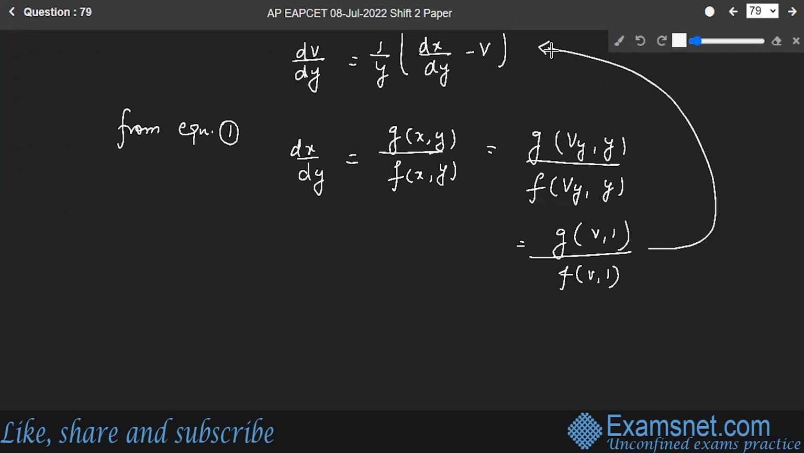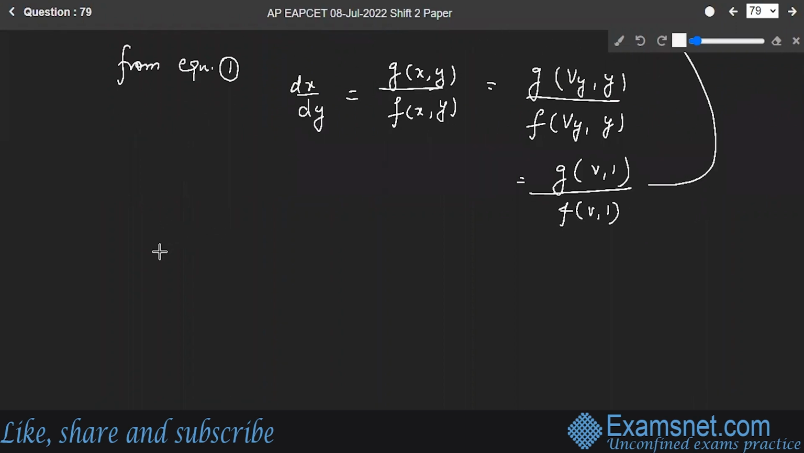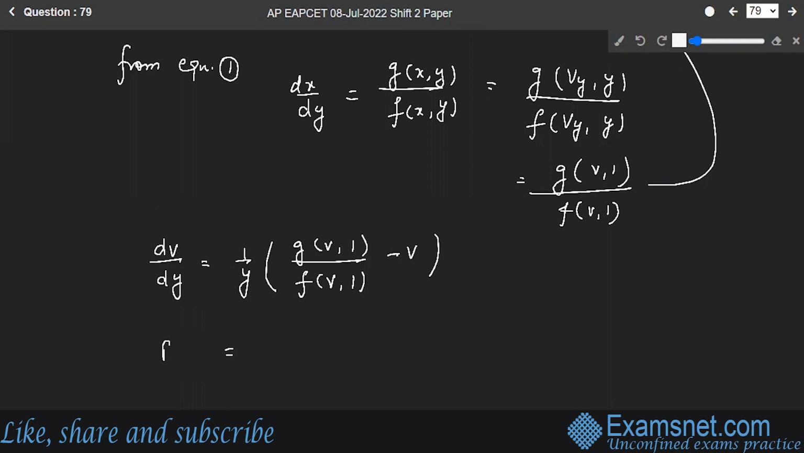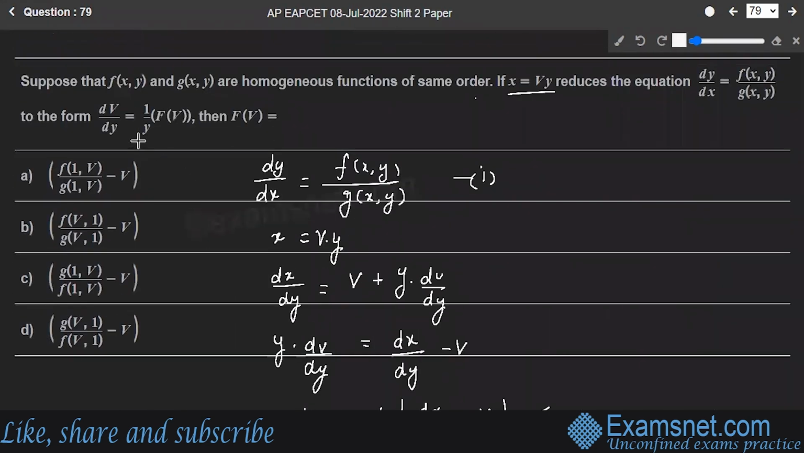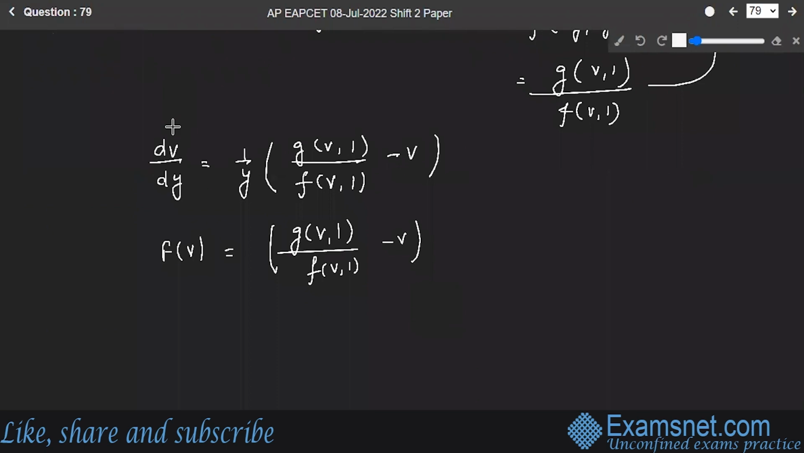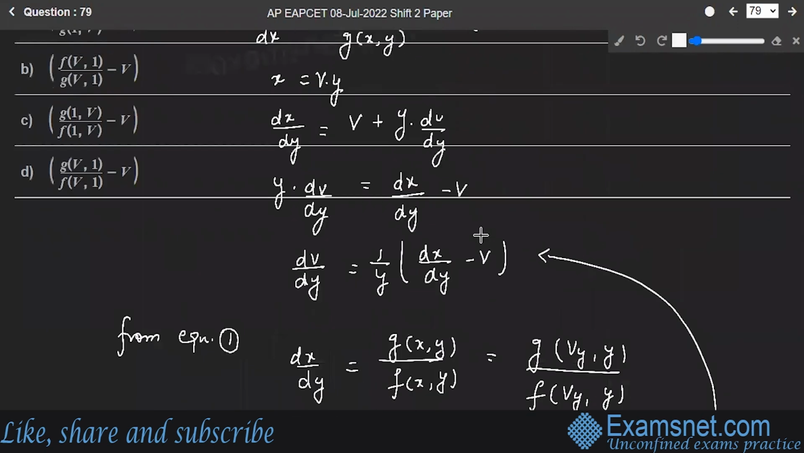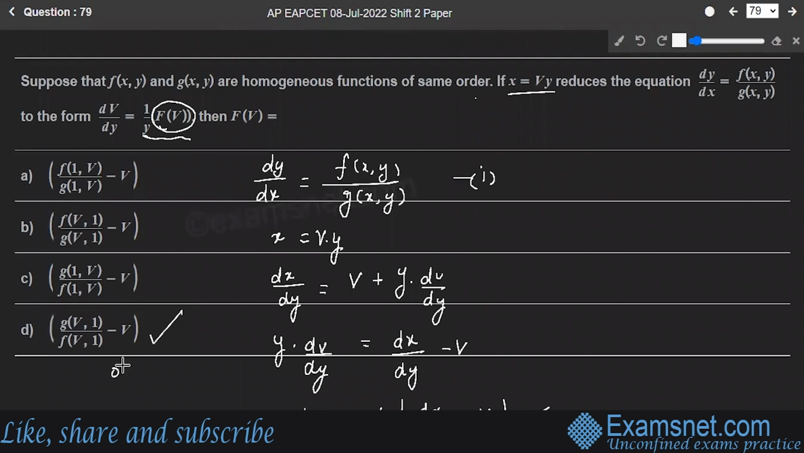Now let's put this one in this equation. So you will get dv upon dy is equal to 1 by y into g v1 upon f v1 minus v. See in the question, this is something of the form fv is equal to g v1 upon f v1 minus v, right? If you compare both of these equations, then fv will become equal to this, right? So this is our answer to the problem. Let's check. We have D as the answer. Hope you're clear with this.